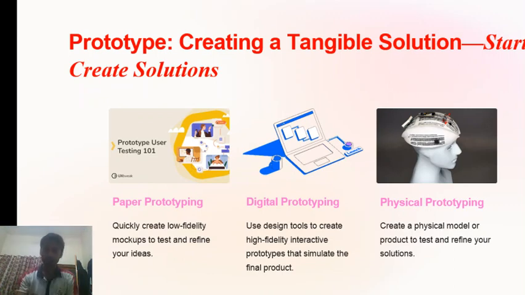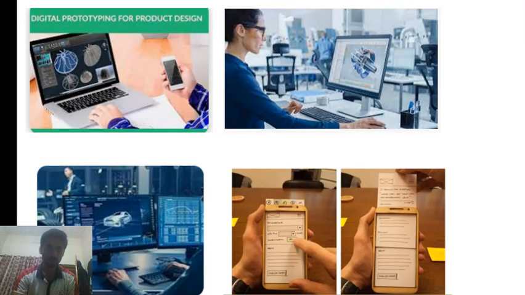Digital prototyping means, with the use of different types of software, we create a model like this one. Here also we create a model. In these three figures, this is digital prototyping. We created a product, and then we do the testing by using different types of software. So this is digital prototyping.